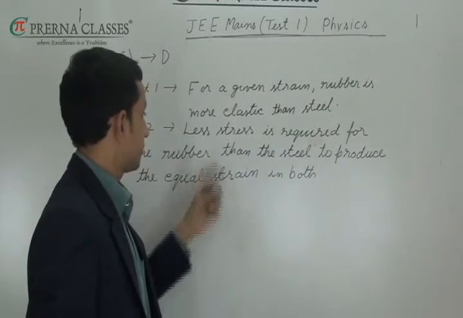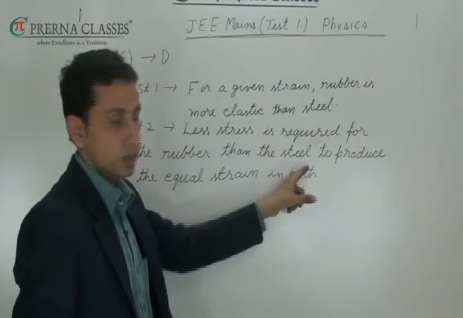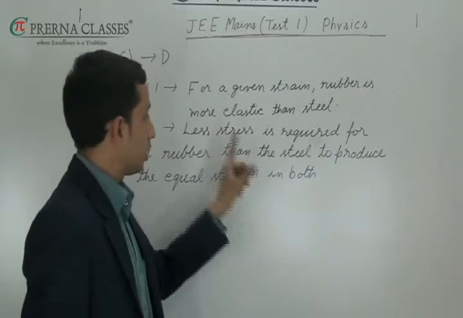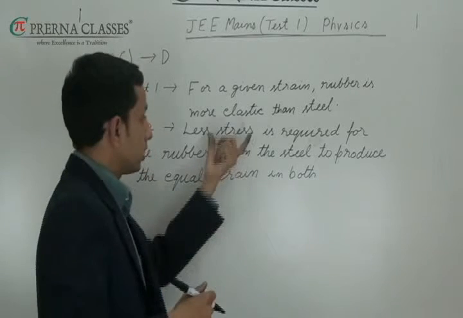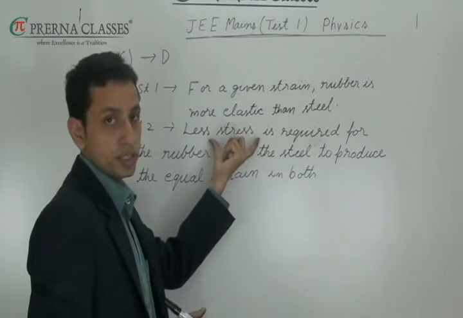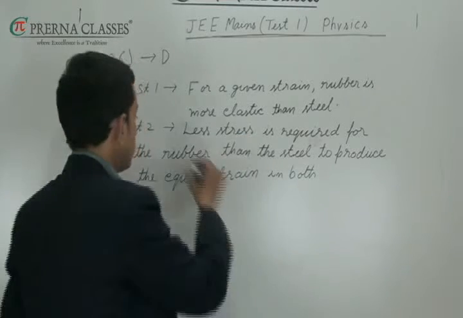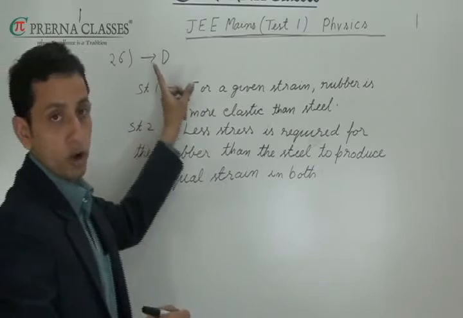Now come to second statement. Less stress is required for rubber than steel for same strain. So this statement is correct, because we can see that rubber can be stretched by applying a very small amount of stress as compared to steel. So this statement is correct and the first is wrong. So we will write option D.